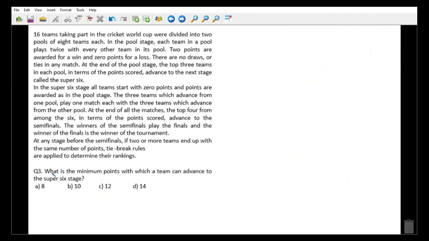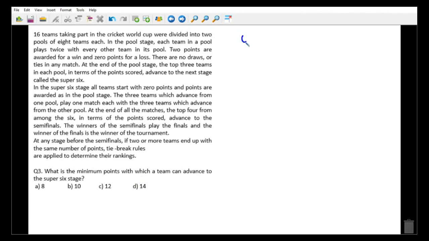Now let's look at this question. What is the minimum points with which a team can advance to the Super 6 stage? Minimum points with which a team can advance to the Super 6 stage. So, if you will recall my previous video on round robin tournament, we are discussing the first statement that I had taken up over there.